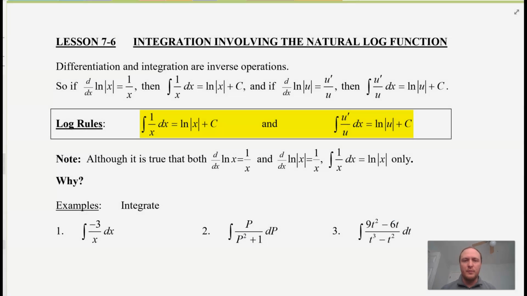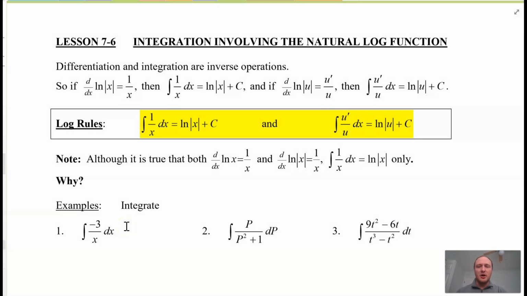So, we're going to start off with your knowledge of differentiating the natural log of x. So remember, the derivative of the natural log of x, or the absolute value of x, is 1 over x. Okay, so thus, if we integrate, the integral of 1 over x dx is going to be the natural log of the absolute value of x plus c.